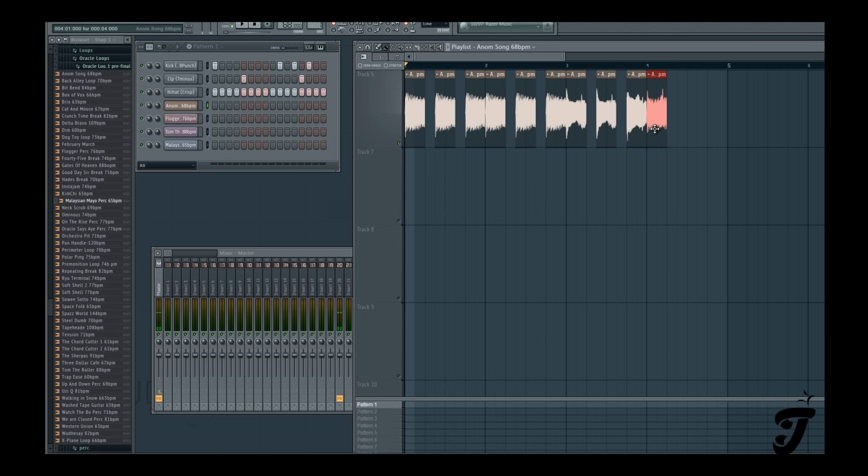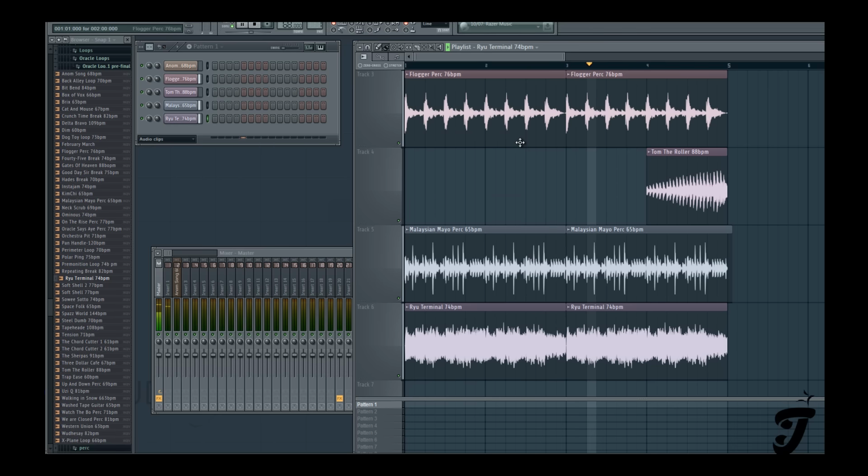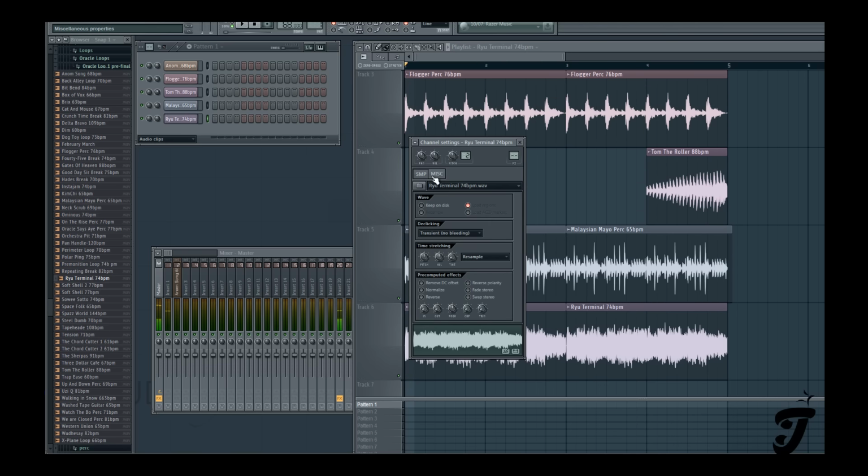So, you know how I said it's at 74, but even if you wanted to keep it at 68 beats per minute, you could do that. Yeah, I'm gonna have a lot of fun with these loops.